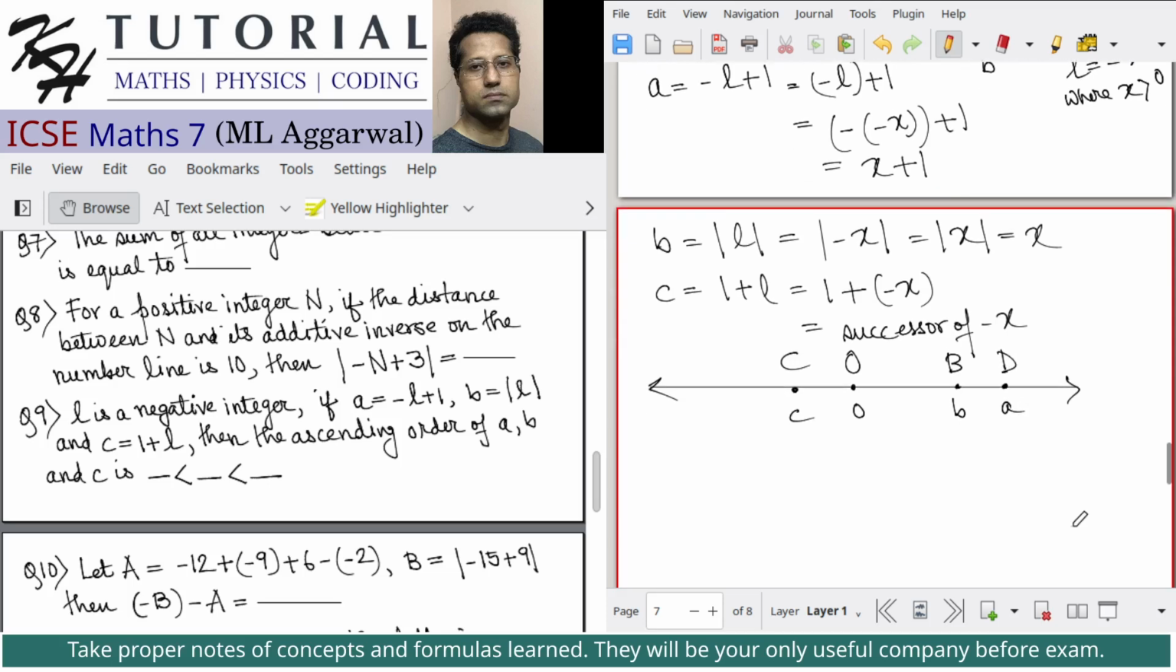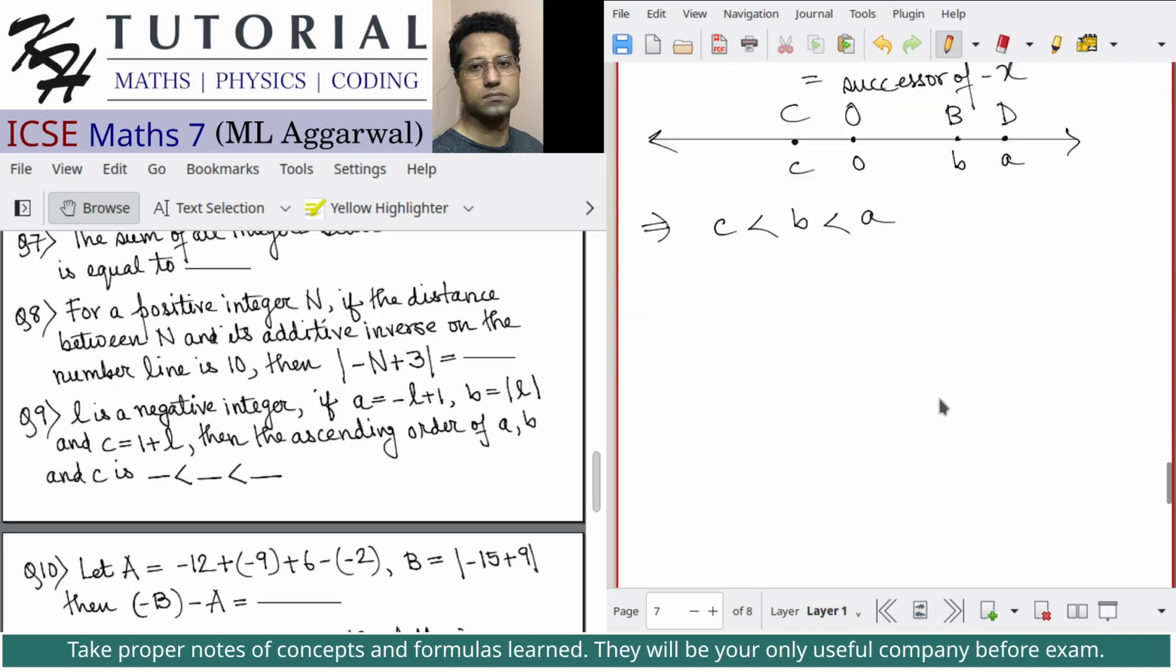So clearly we can say, if we have to arrange the values A, B and C, it will be C is less than B is less than A. Since we have to arrange A, B and C in the ascending order, definitely this will be the ascending order.